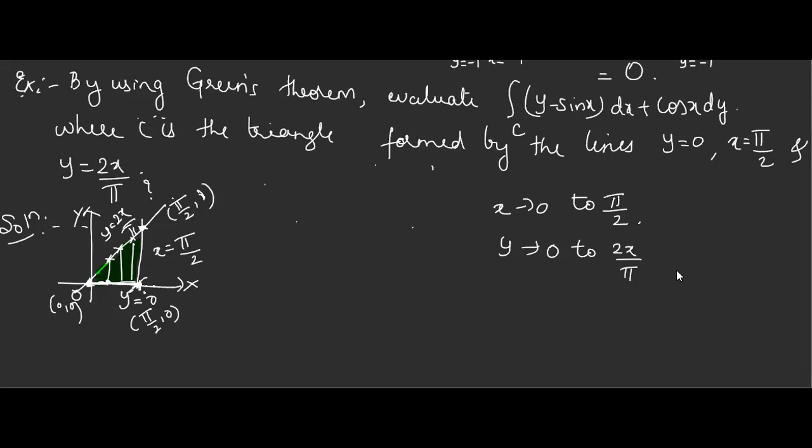Okay. Now in this region, you have to take constant limits for x and variable limits for y. If you want constant limits, you should take on the axis. If you want variable limits, you should take parallel to that axis. So just see here, it is very clear, x is varying from 0 to pi by 2 and y is varying from 0 till this line. And what is the value of y on this line? 2x upon pi. Okay. So all of you just draw it and write.